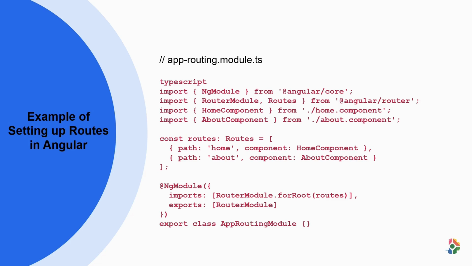For instance, when a user accesses the /home route, the home component will be displayed, and similarly for the /about route. By organizing routes in this manner, Angular applications can implement multi-page navigation and display different content based on the accessed URLs, offering users a structured and intuitive browsing experience.